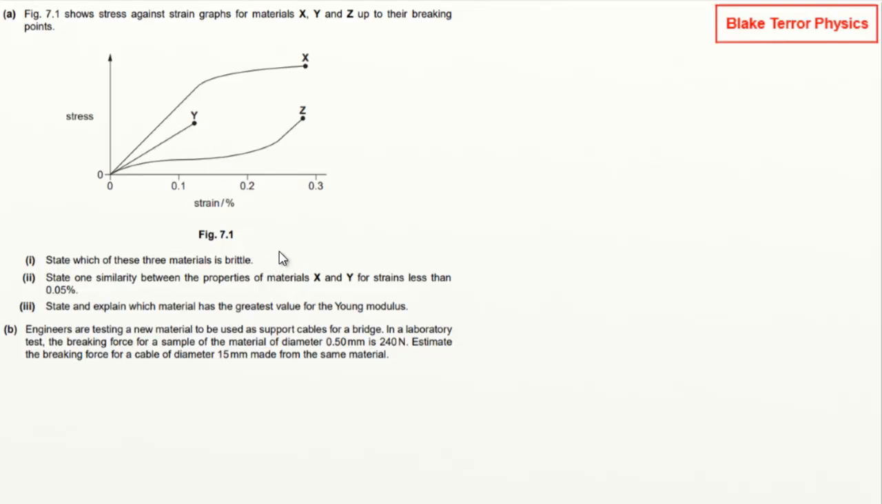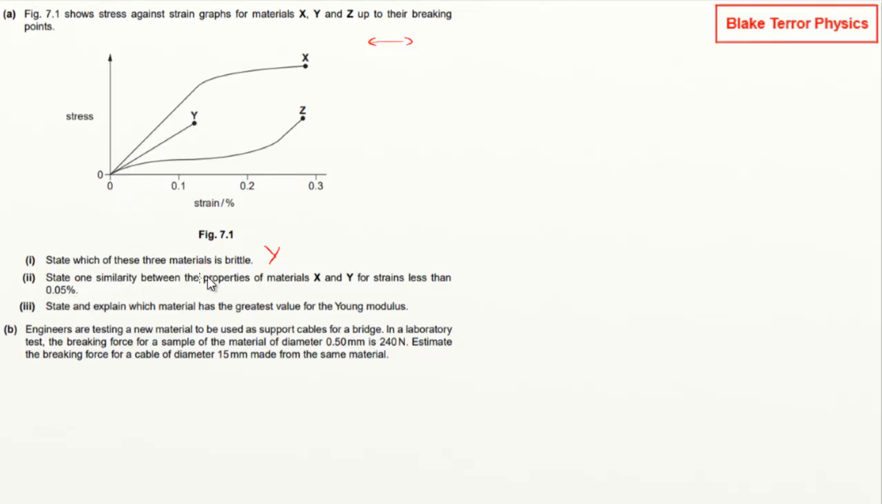Right, well, Y is going to be brittle because it's the one that's obeying Hooke's law up to the point where it just snaps. So it doesn't have any of this ductile, plastic deformation going on that we've got in X and Z, where we've got these big extensions going on for little change in the force applied. So Y is our brittle material.